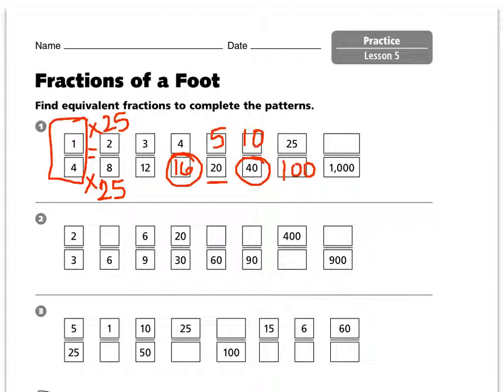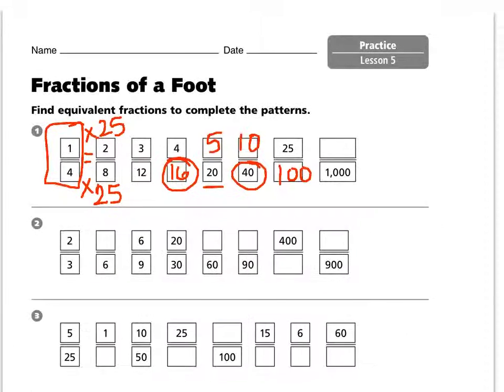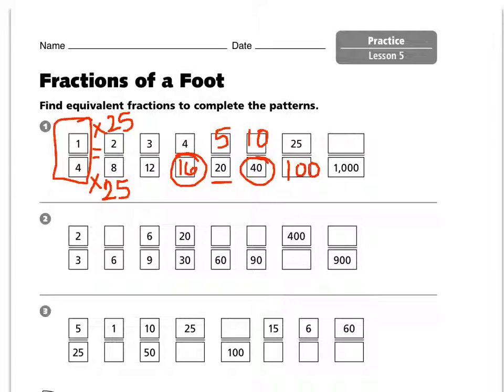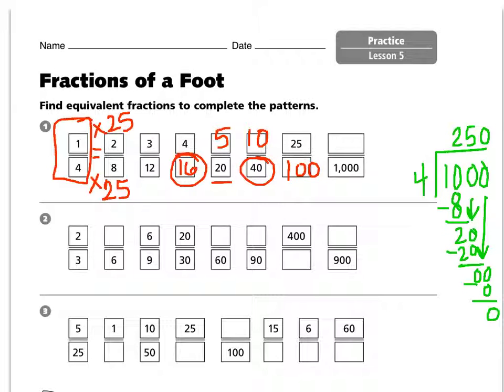Now I need to look at 1,000, and 4 times what is going to equal 1,000. I could also think about 1,000 divided by 4 in order to find out 4 times what equals 1,000. And I know that I can divide it evenly and come up with an answer that 4 times 250 is going to equal 1,000. So 4 times 250 equals 1,000. I need to do 1 times 250 to get the numerator.